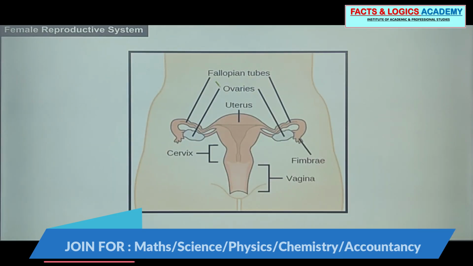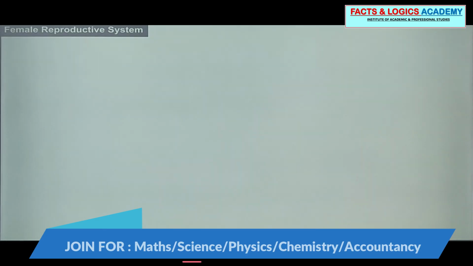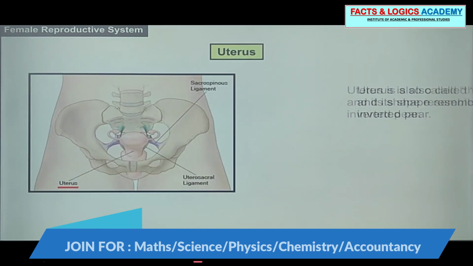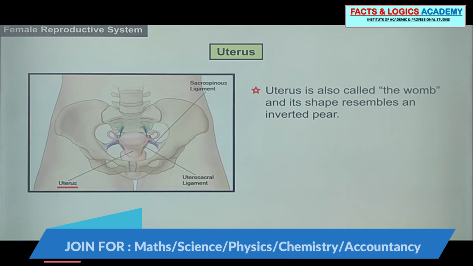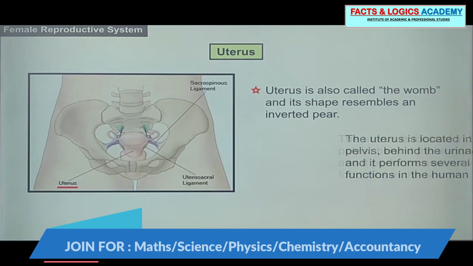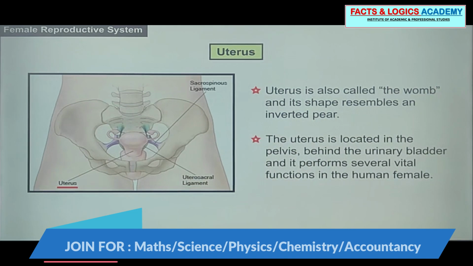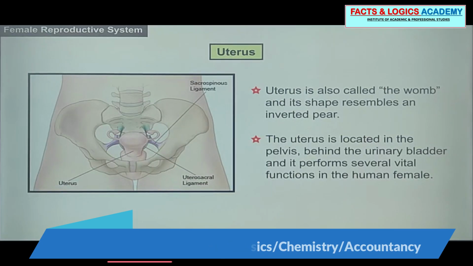We learnt about ovaries and oviducts, or the fallopian tubes. Coming back to the main organs of the female reproductive system, the third important organ is the uterus. In a female body, the uterus is also called the womb, and its shape resembles an inverted pear. If we talk about its location, the uterus is located in the pelvis, behind the urinary bladder, and it performs several vital functions in the human female.